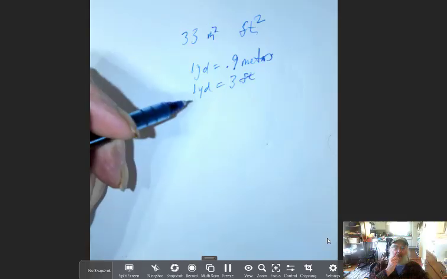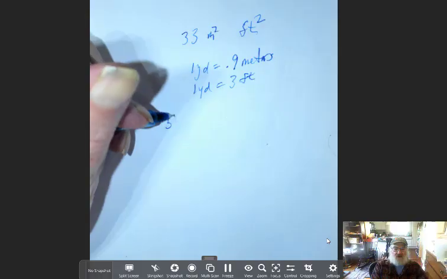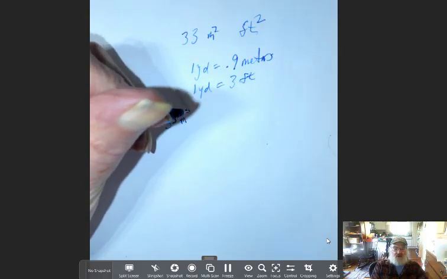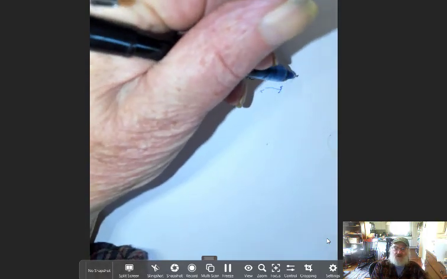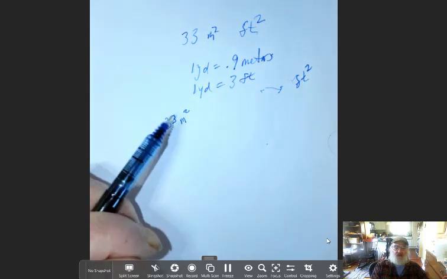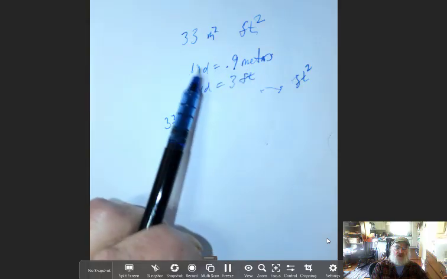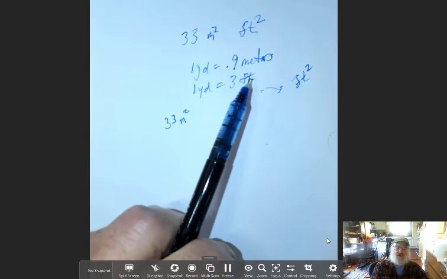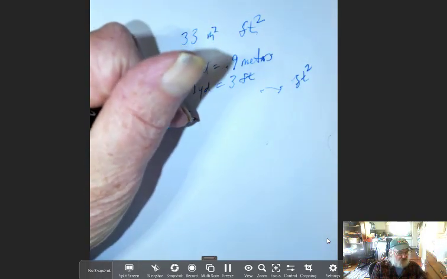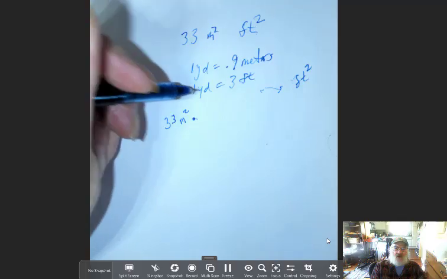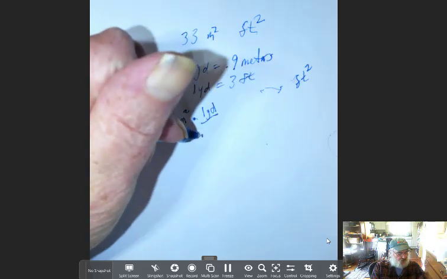Now, we're starting out with 33 meters squared, and we want to end up with feet squared. So we can turn meters into yards, and we can turn yards into feet. But you got to be careful here, because let me write this down. 1 yard is 0.9 meters.